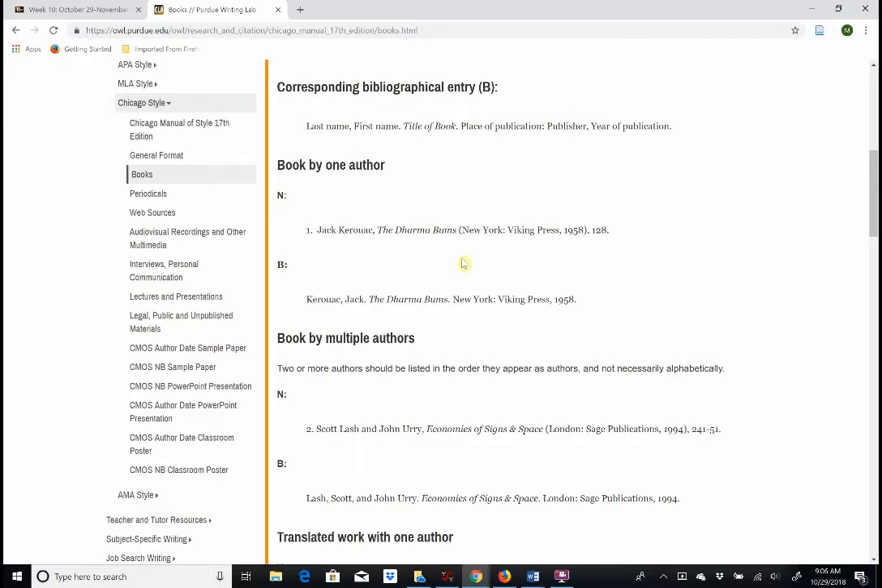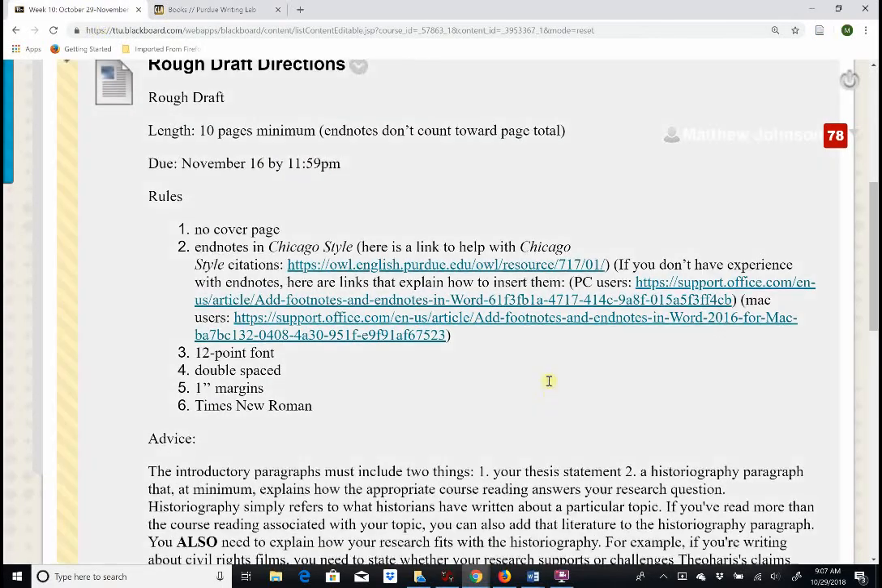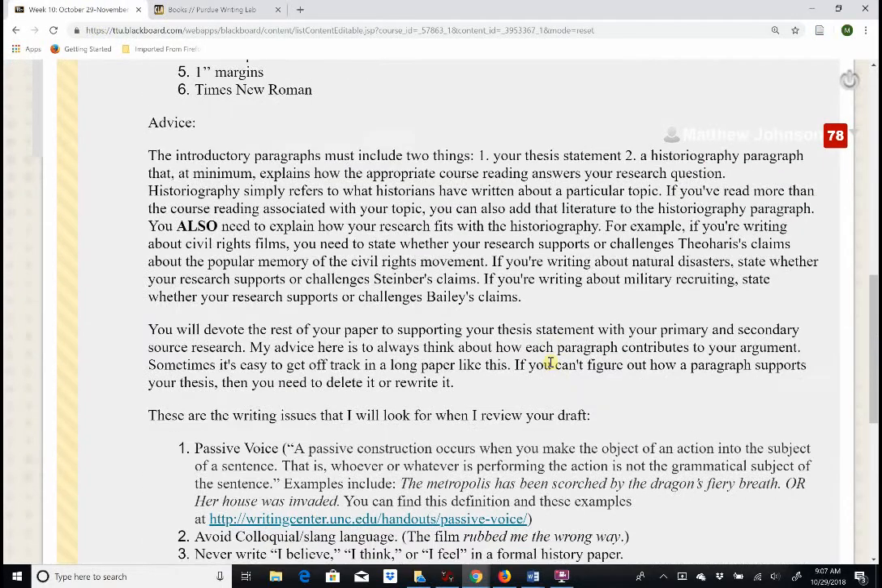So try to look back at the Purdue OWL Chicago Style Guide, and when we're looking at how to cite something, we're looking for the example under N, okay, not B.